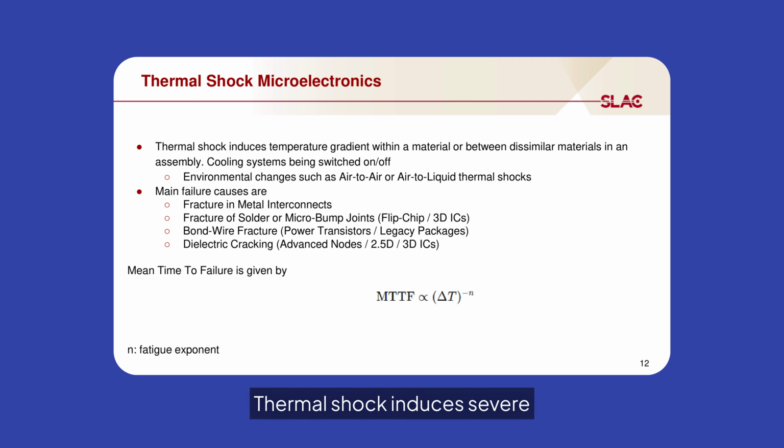Thermal shock induces severe temperature gradients, either within a single material or between dissimilar materials in an assembly. These gradients can arise from events such as cooling systems being rapidly switched on or off, or from environmental transitions including air-to-air or air-to-liquid thermal shocks. Unlike gradual thermal cycling, thermal shock events introduce high transient stresses that can exceed material and interface strength limits.